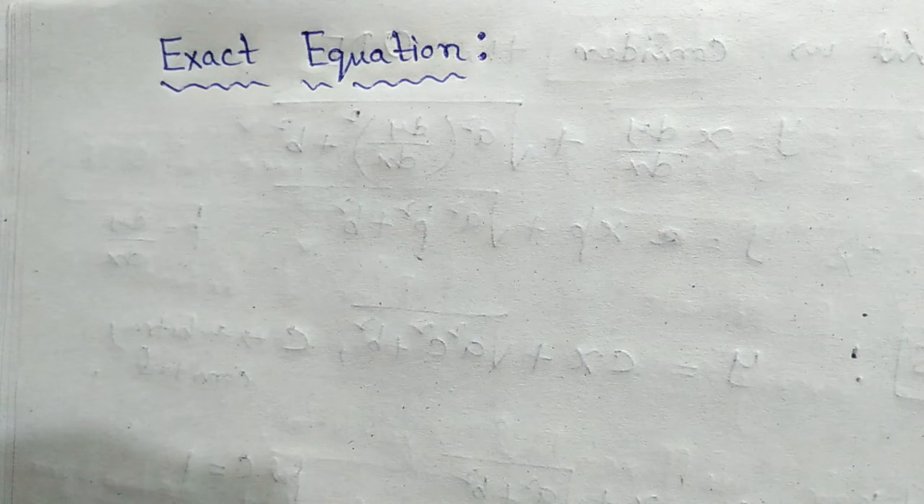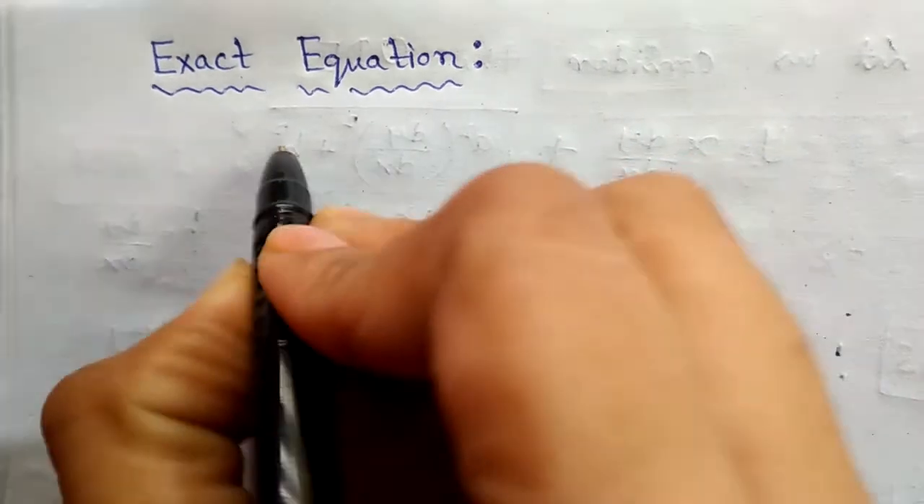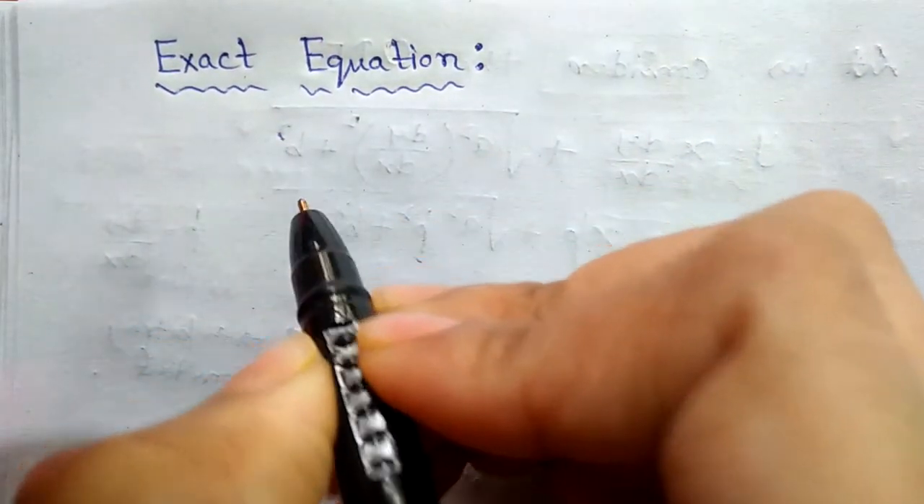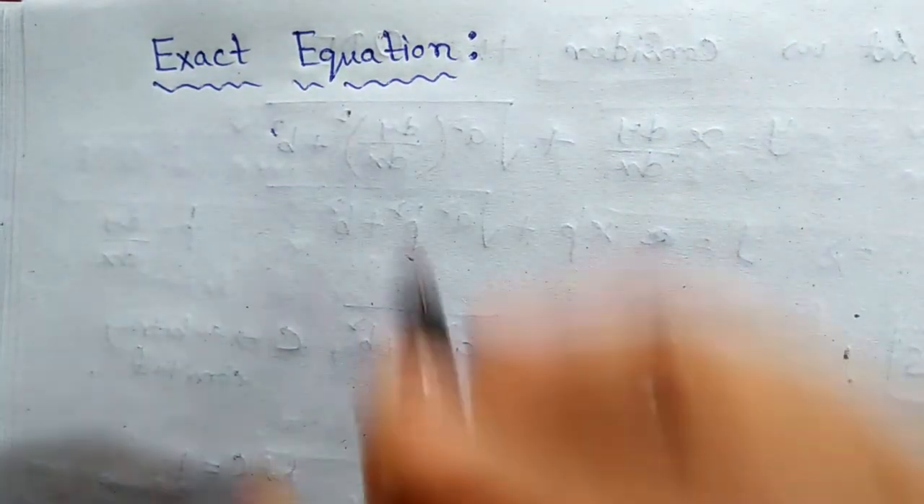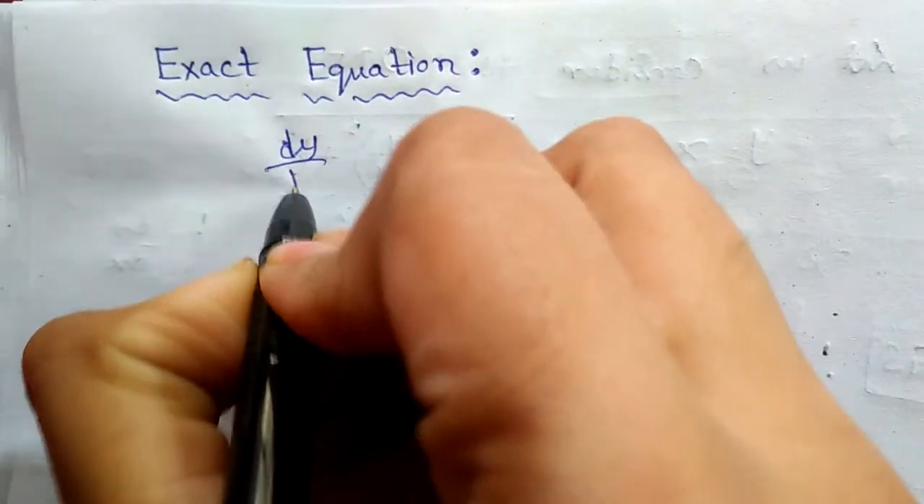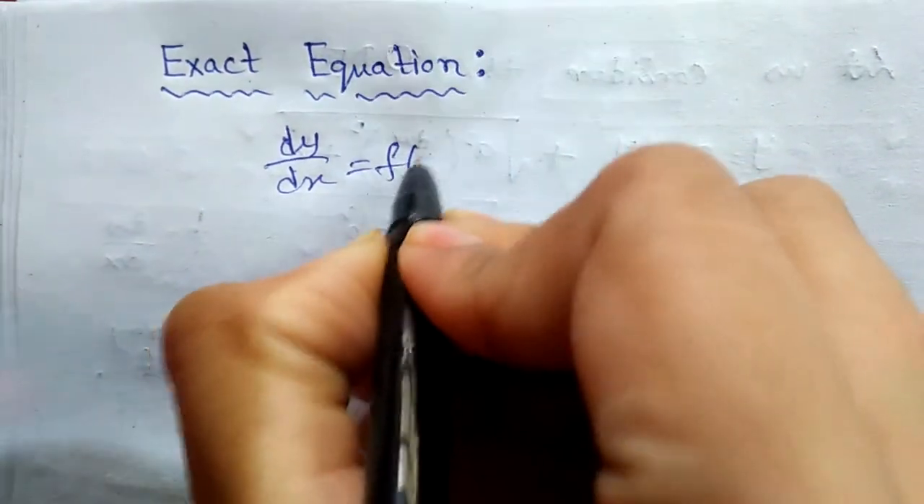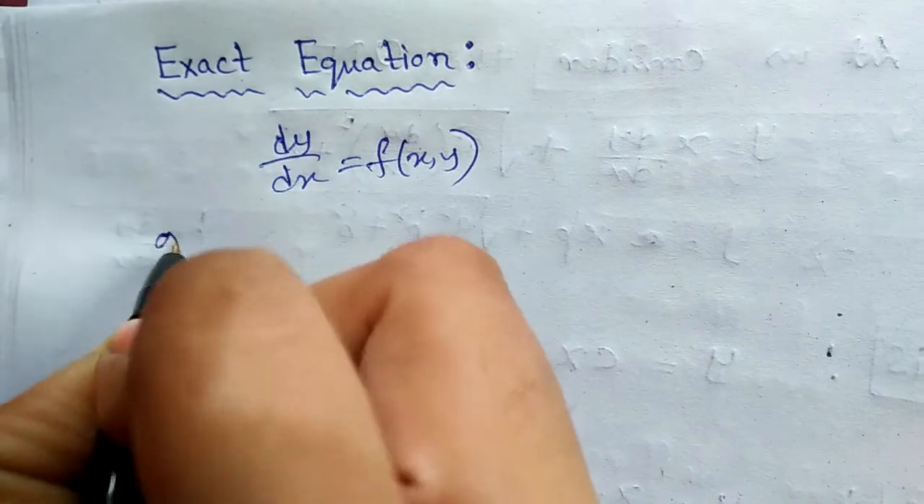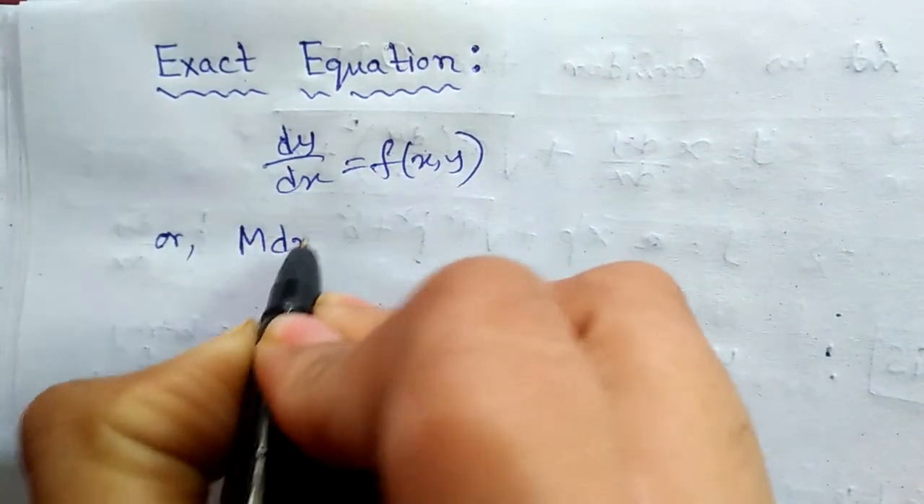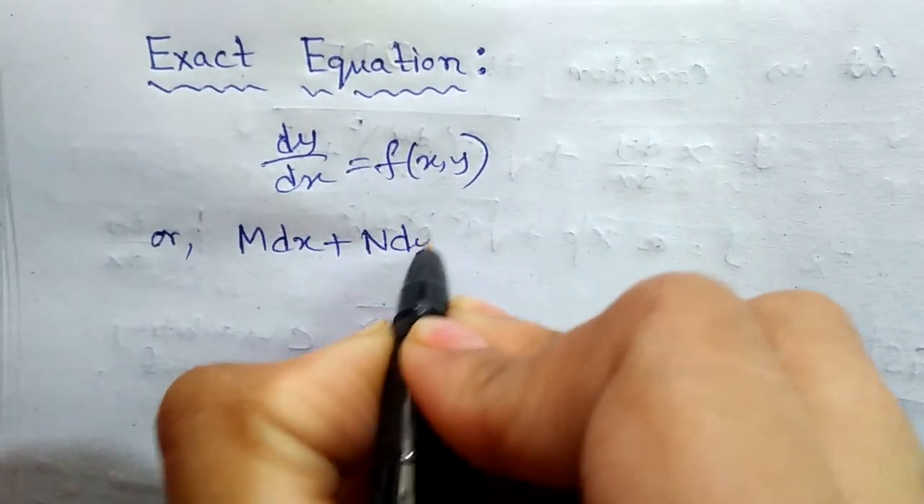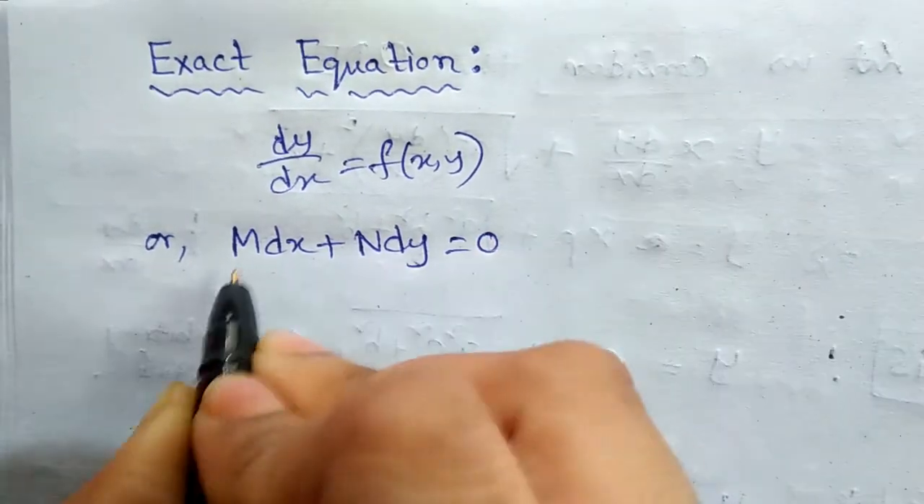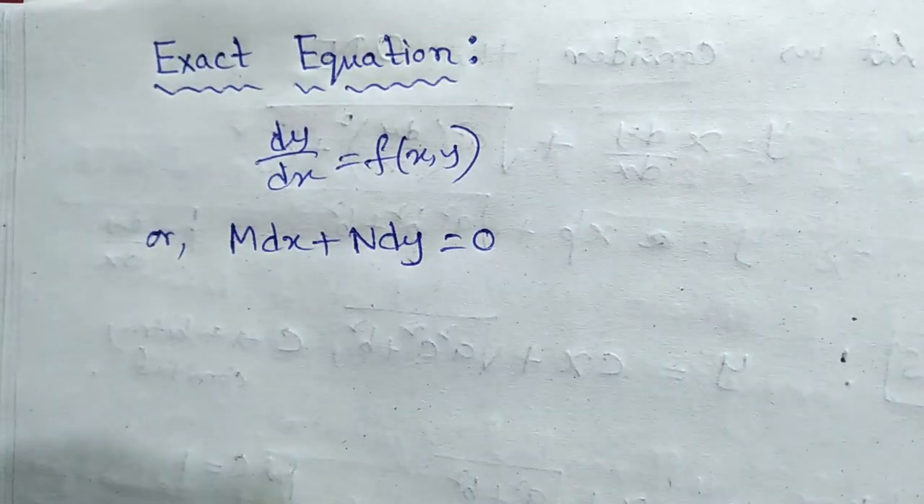So today we are going to discuss the first type of first order first degree ODE, that is the exact equation. As we know, the general form of first order first degree ODE can be expressed as dy/dx equal to f of x,y, or equivalently we can write M dx plus N dy equal to 0, where M and N are functions of x and y.